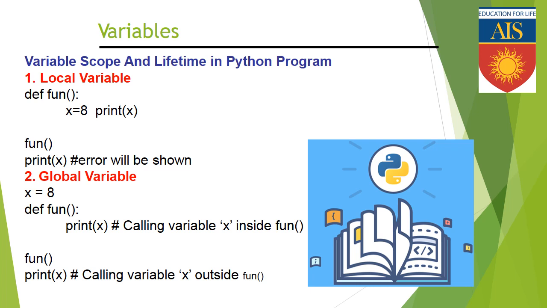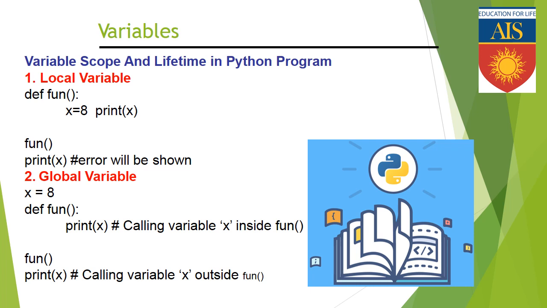Variable scope and lifetime in a Python program. Local variable: def function, x equal 8, print x, then function, print x. Over here it will show an error message. Global variable: x equal 8, then define a function, print x, calling variable x inside the function, then call the function, then print x, calling the variable outside the function.